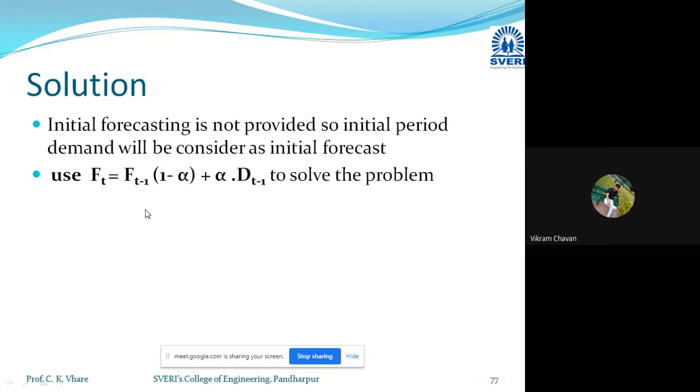So note down this formula in the solution once again. F of t is equal to f of t minus 1 into bracket 1 minus alpha plus alpha multiplied by d suffix t minus 1. Everybody, write the formula.